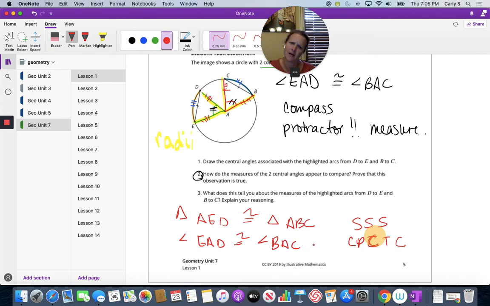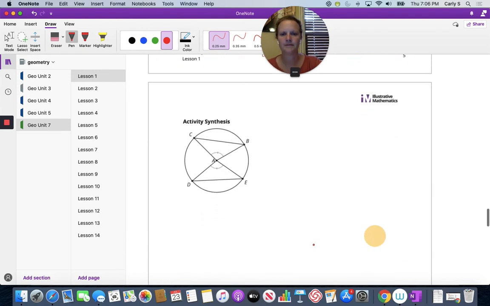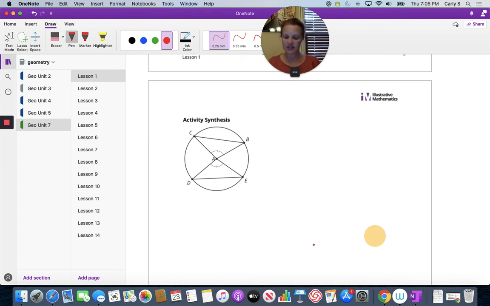We also know that they're isosceles because 2 sides are congruent, but we're not doing that right now. So side, side, side tells us that those triangles are congruent, therefore the angles are congruent because of CPCTC. The central angles that are defined by these are congruent. The arc measures are the same as the angle measures, so the measures of the arcs must be equal. Cool.